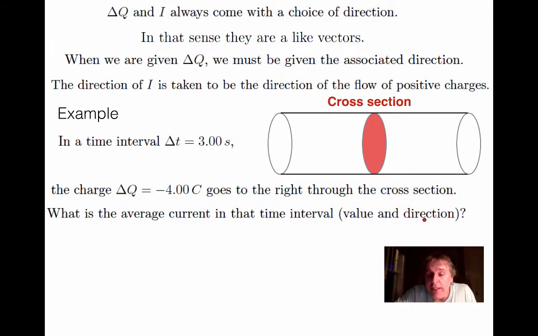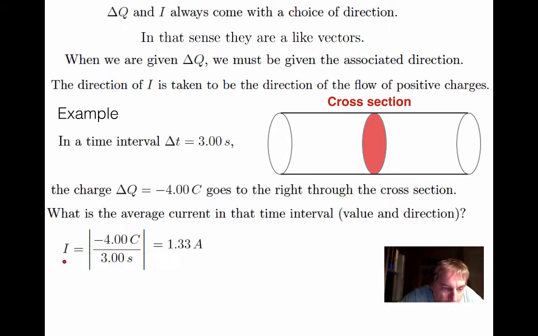We have to give the value of the current and the direction. How do you find the value? Well, you just apply the formula we saw before. The formula says take delta Q divided by delta t and take the absolute value of the result. So delta Q over delta t gives minus 4 over 3. If you keep 3 sig figs, because everything is given with 3 sig figs, it gives minus 1.33 coulomb per second, which is the same as an amp. So this ratio is minus 1.33 amps. You take the absolute value, drop the minus sign, and you get plus 1.33 amps. This is the average current.